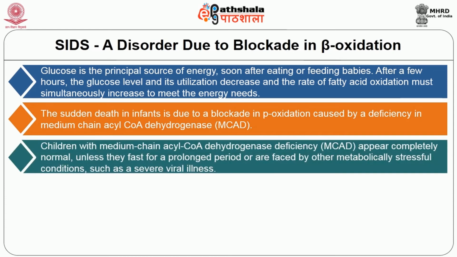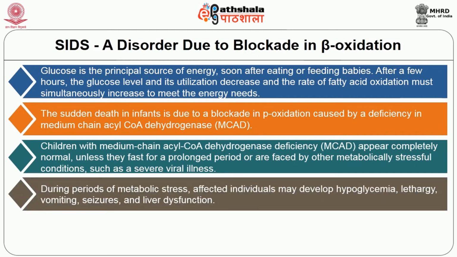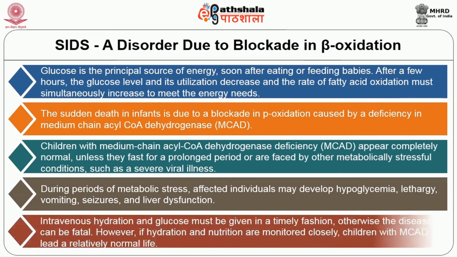Children with medium chain acyl-CoA dehydrogenase deficiency, that is MCAD, appear completely normal unless they fast for a prolonged period or are faced by other metabolically stressful conditions such as a severe viral illness. During periods of metabolic stress, affected individuals may develop hypoglycemia, lethargy, vomiting, seizures and liver dysfunction. Intravenous hydration and glucose must be given in a timely fashion, otherwise the disease can be fatal. However, if hydration and nutrition are monitored closely, children with MCAD lead a relatively normal life.